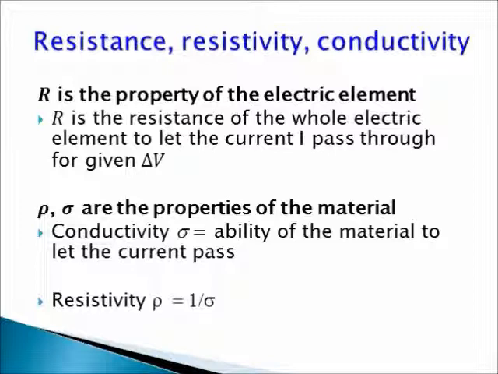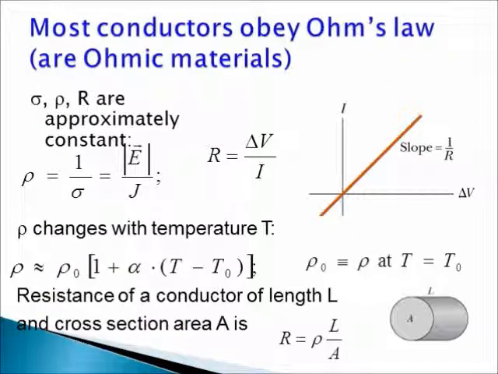On the other hand, ρ and sigma are the properties of the material. Conductivity sigma, the ability of the material to let the current pass, and the resistivity are related as ρ equals 1 over sigma. In this slide, I collected all equations related to Ohm's law and the current through ohmic materials. You can apply these equations when computing for most typical conductors.